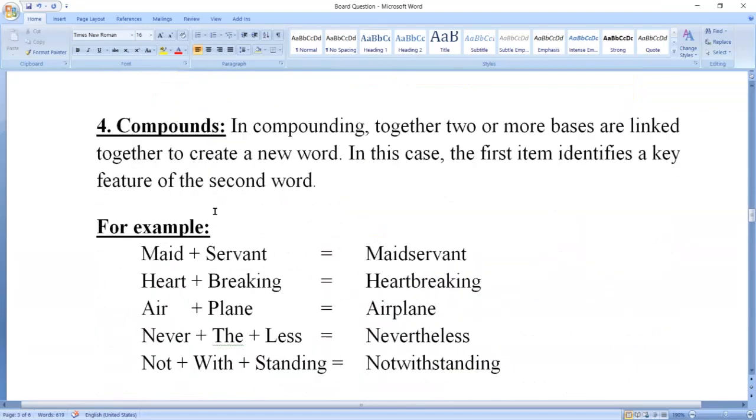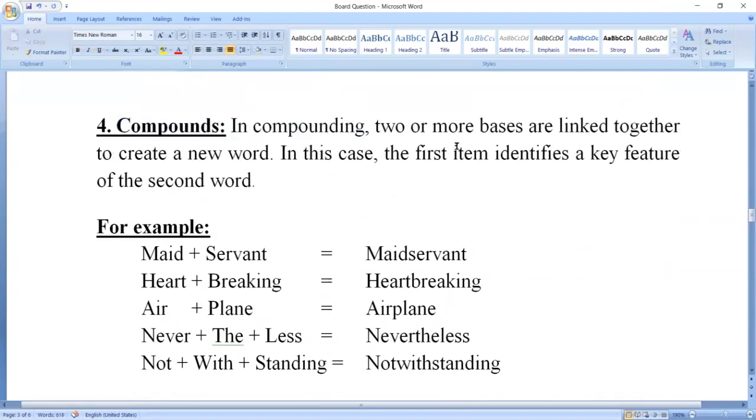Now I'm going to talk about the fourth one, that is compounds. So what is a compound? In compounding, two or more bases are linked together to create a new word. That is, two different words with their bases are put together to create a new word. In this case, the first item identifies a key feature of the second word. That is, we can understand the main meaning by the first base word.